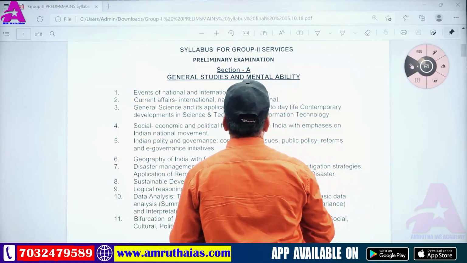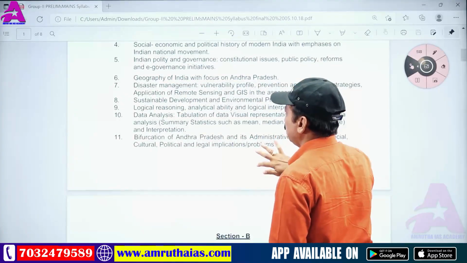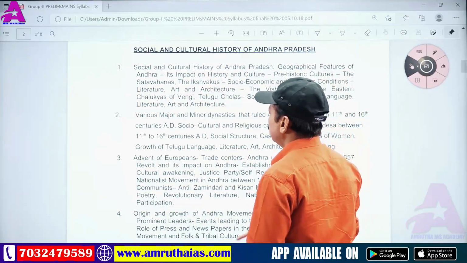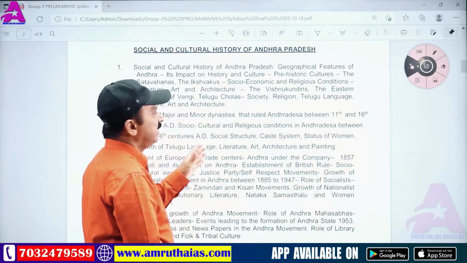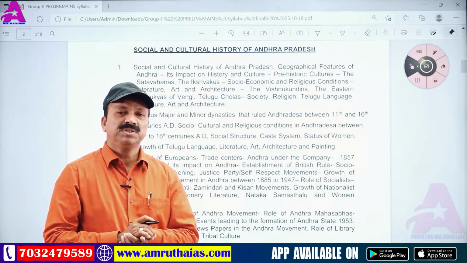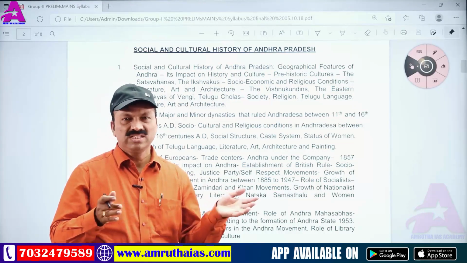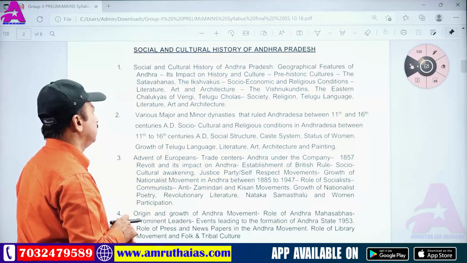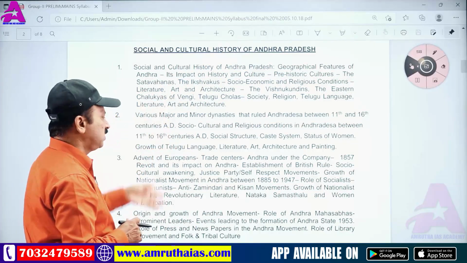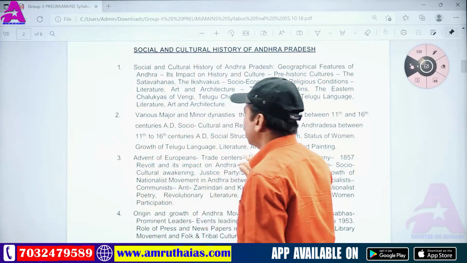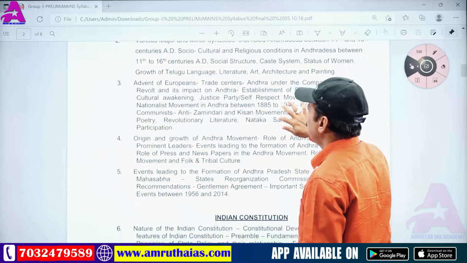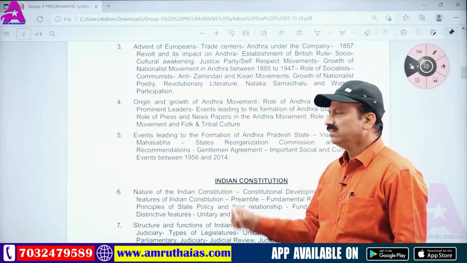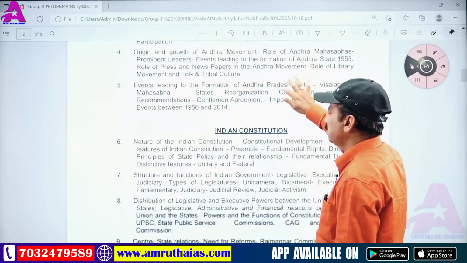Then you see the second paper and what comes under it: social and cultural history of Andhra Pradesh. I will explain this clearly, because I teach AP history, Indian history, bifurcation, all these areas. Socio-cultural history of Andhra Pradesh has 5 chapters, and I will explain all of them clearly. This is one area, for 75 marks. This AP history is for 75 marks, and the Indian Constitution is also for 75 marks.